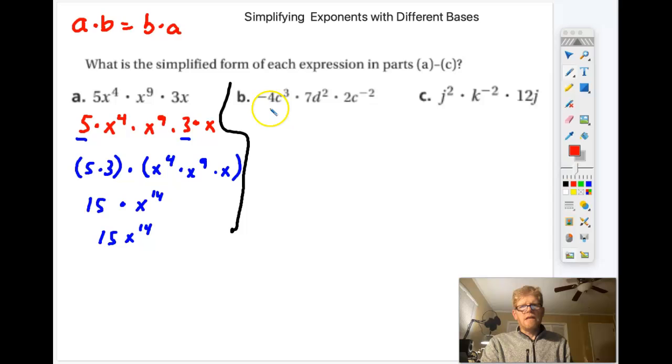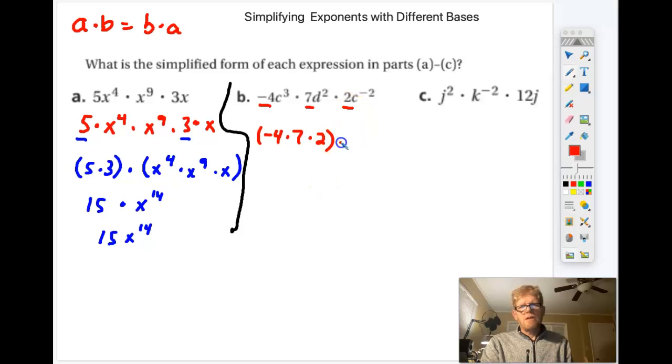So let's try another, and we'll do this one right here. We've got negative 4c to the third times 7d to the second times 2c to the negative second. So let's go ahead and multiply what we can, right? So we can group the negative 4, the 7, and the 2 together. So we wind up with negative 4 times 7 times positive 2.